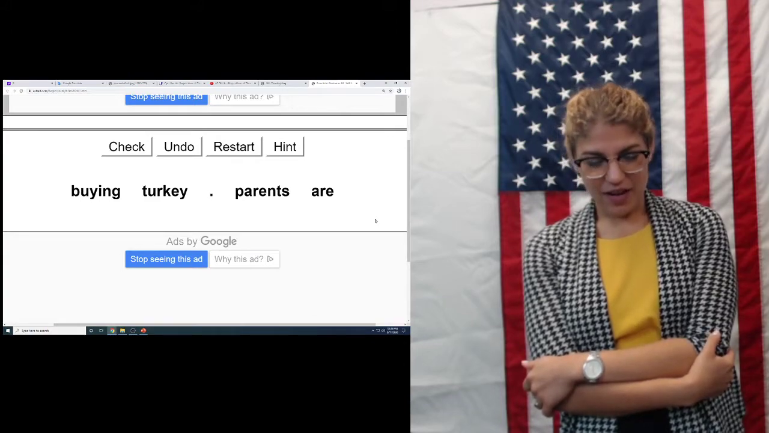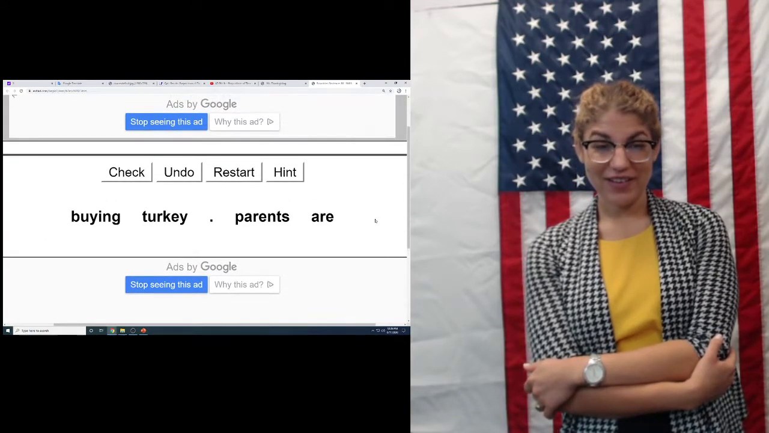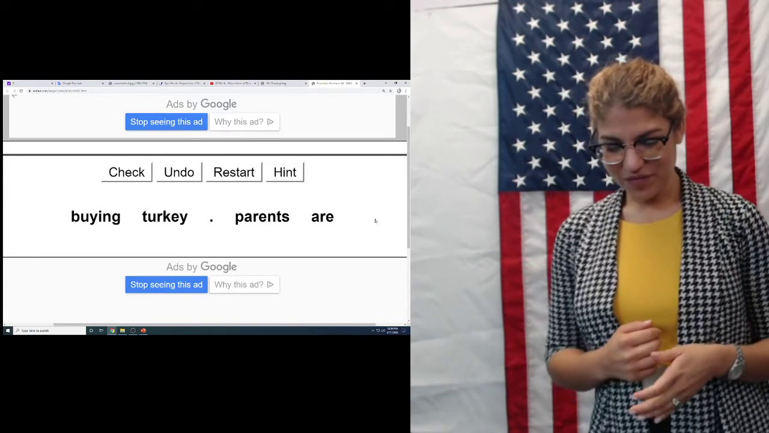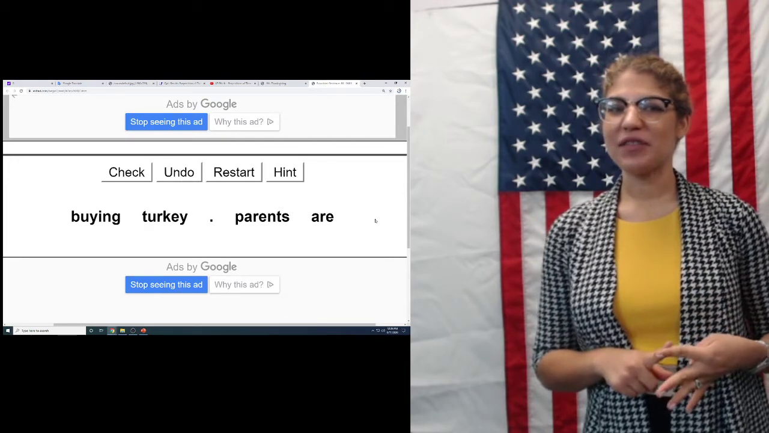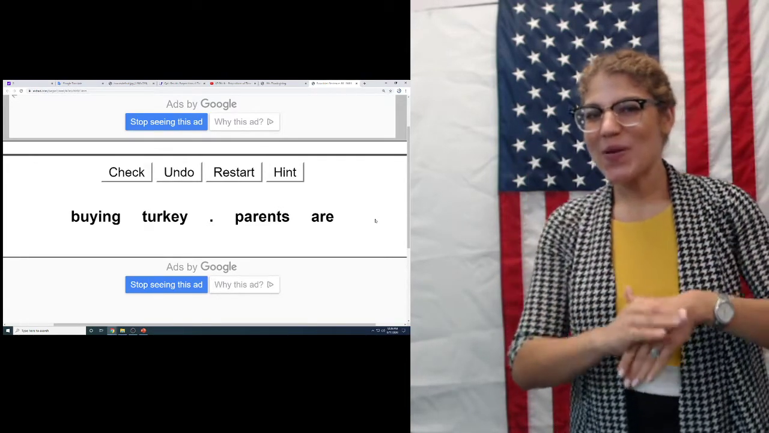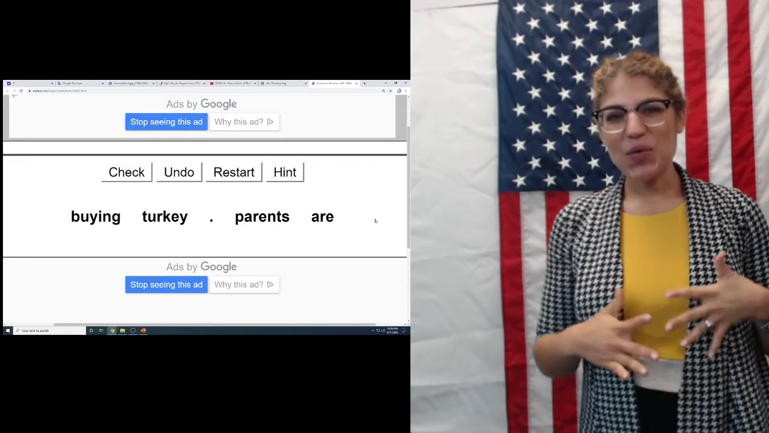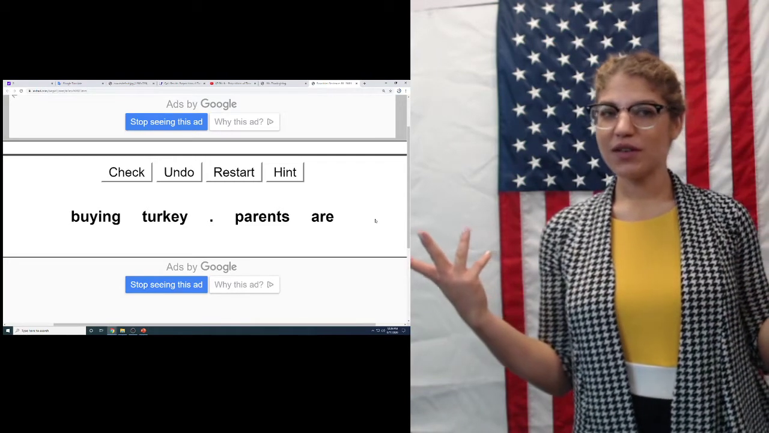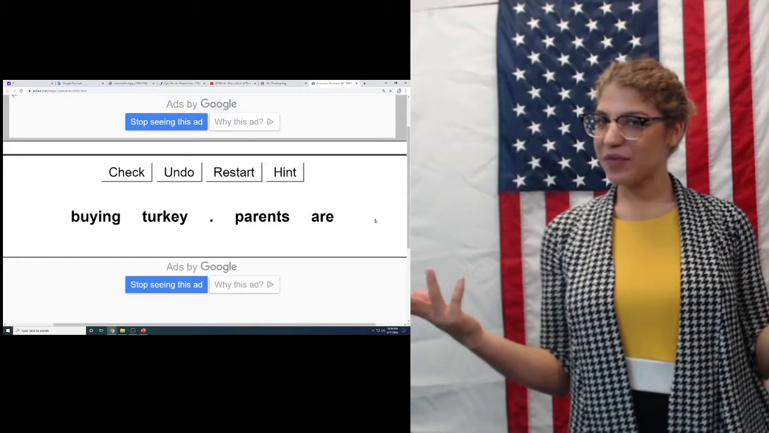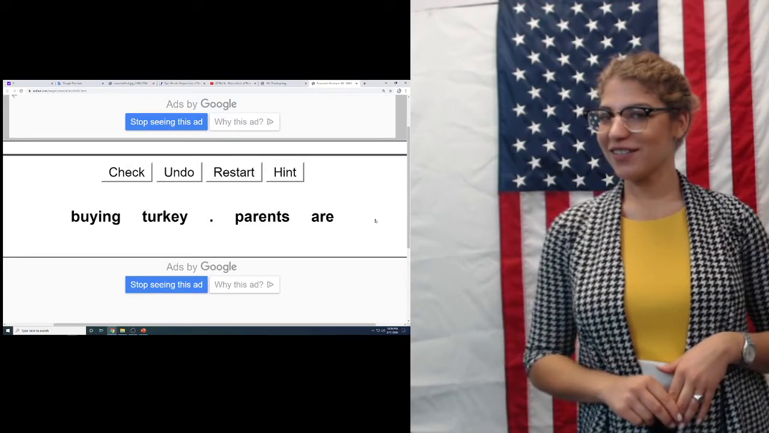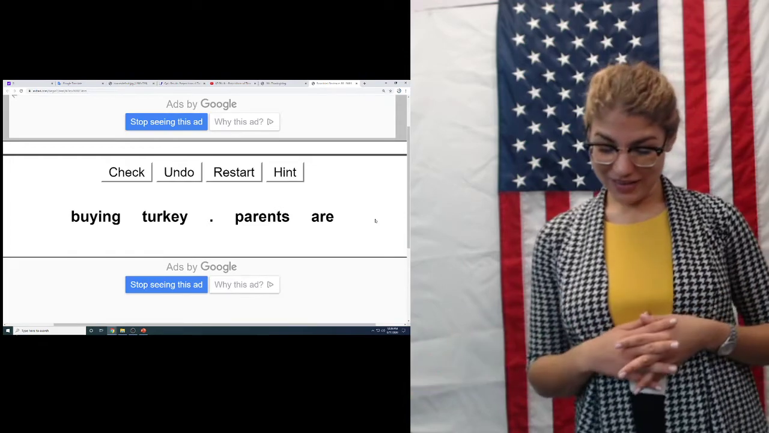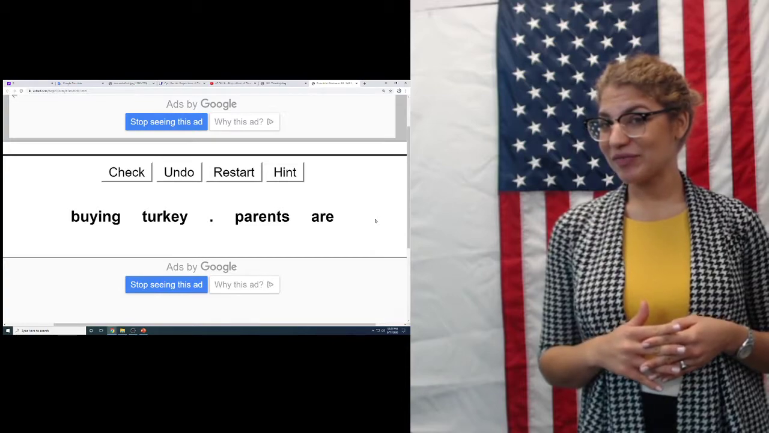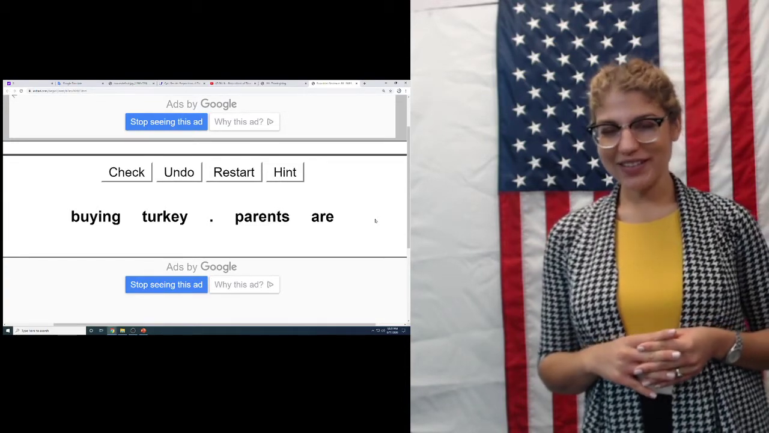Okay. "Buying turkey parents are." Oof, this is a good one. All right, remember, when we have a sentence, we will always put them in this order. Who is doing the activity? What are they doing? What are they doing it with? In this case, who are we talking about? We are referring to the parents.